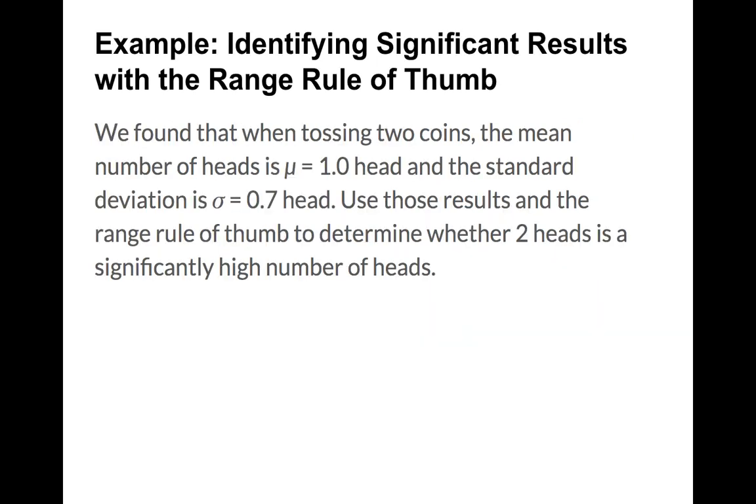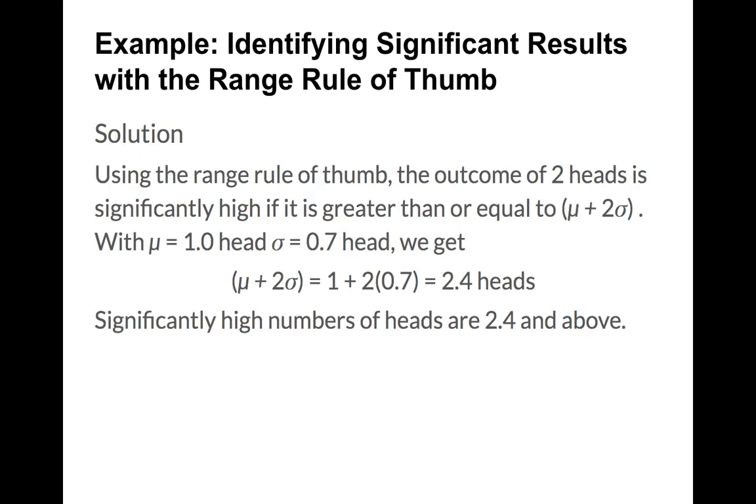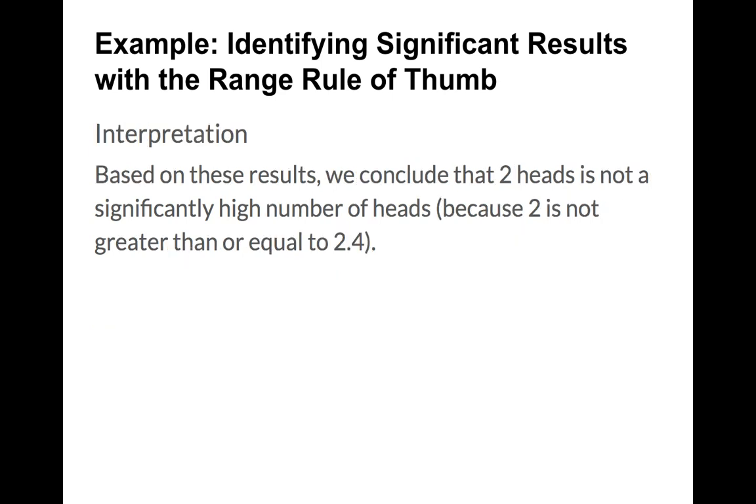So, looking at our example of flipping 2 coins, okay, if we want to use the range rule of thumb to determine whether 2 heads is a significantly high number of heads, we just simply add 2 standard deviations to the mean. And when we do that, we get 2.4. So any number of heads that's 2.4 or above would be a significantly high number of heads given 2 coin flips. Now, we obviously know from what I just said that's impossible. So 2 heads is not significantly high because it's not above or touching 2.4.